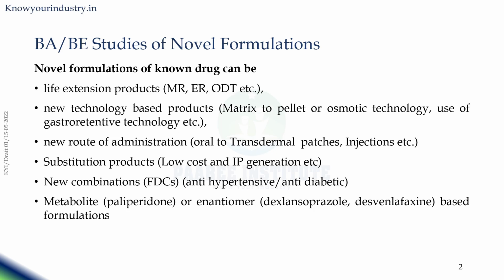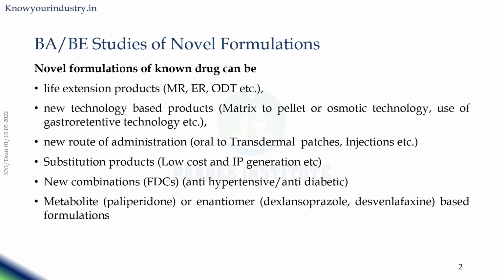And there can be substitution products for low cost or to create intellectual property. For example, as I told you, you can go for nanoparticles where you can reduce the dose of the product and you can create intellectual property out of it. And you can go for new combinations where the products are being taken separately, but you are going to fix those combination products. And then sometimes the active metabolites of a particular product will become a separate product, or an enantiomer. For lansoprazole, later dexlansoprazole has been introduced. For paliperidone also, it is one of the metabolites of another drug. So these are all the things being done for the life extension of the products.